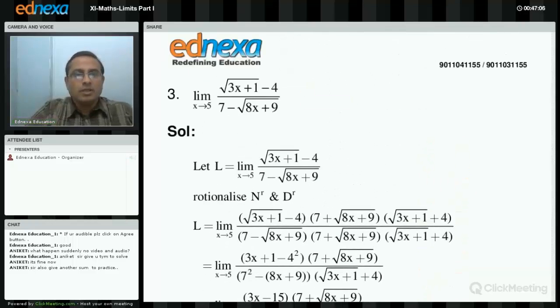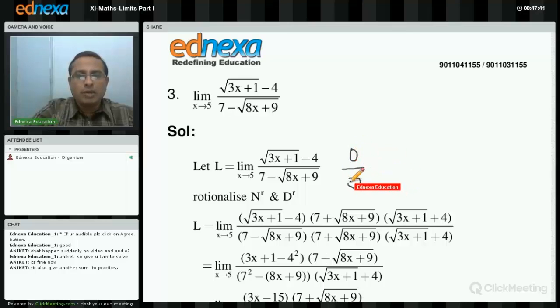Now, this is the next sum. Limit of root of 3x plus 1 minus 4 upon 7 minus root of 8x plus 9. I will again read the sum for you. Limit of which function? Root of 3x plus 1 minus 4 upon 7 minus root of 8x plus 9. Can we take the limit? The answer is no. Why? Because even if we take the limit in the first step, we get 0 by 0 form. You can verify this.